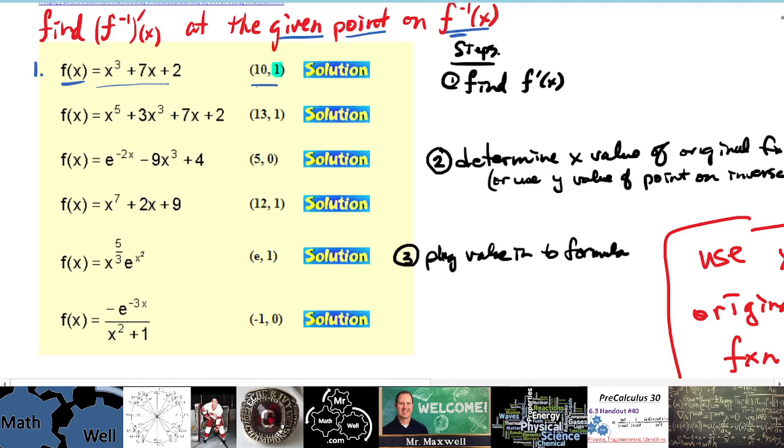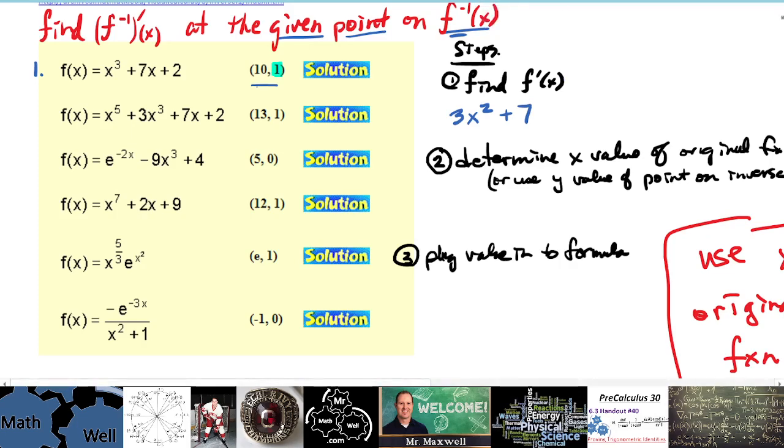So what are the steps? Well, in order to find the derivative of the inverse, we find the derivative of the original function. That's really easy. This is 3x squared plus 7. You with me? You good with that? Okay. So find f prime of x. That's step 1. You might want to write that down. Step 1, find f prime of x. It's always the first thing you do. Given the original function, find the expression of the derivative.